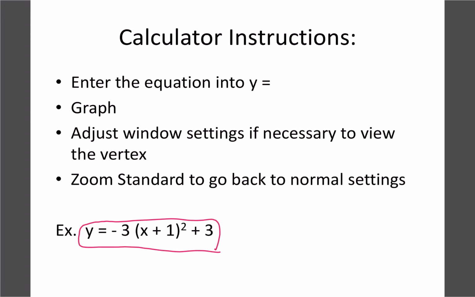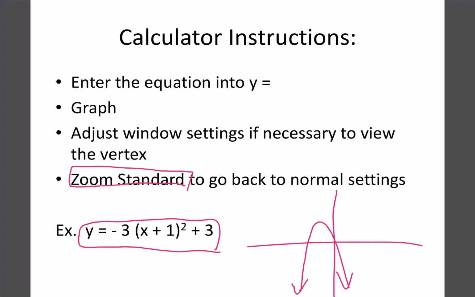Hit graph. And sometimes you won't be able to see the graph completely, so you want to be able to see the vertex, the x and y intercepts if you can. If you can't, change your window settings. So go to window and move them bigger, smaller, or whatever. Or if your window settings are messed up, hit zoom standard, and that'll get it back to normal. When you do this, you should get a graph looking something kind of like that. So that's the first part, getting our graph figured out.